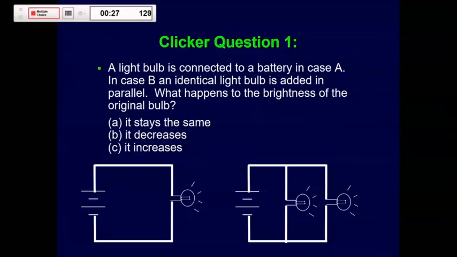I want to know what happens to the brightness of the original bulb. Again, we can think about brightness as being the same thing as current. We'll talk more about that today, but for our purposes right now, how bright a light bulb is equals how much current the light bulb has coming into it. So let's go think about this one, and we'll talk about it in a second.